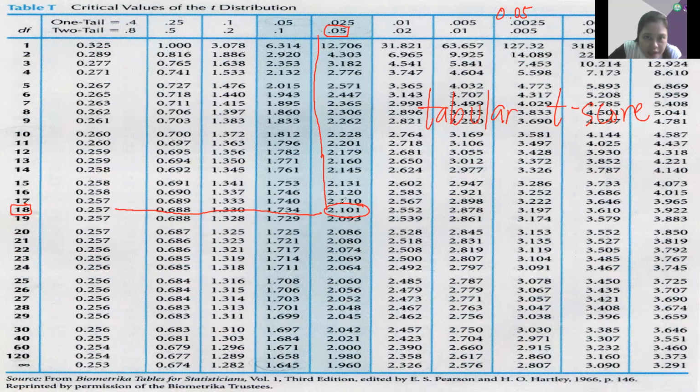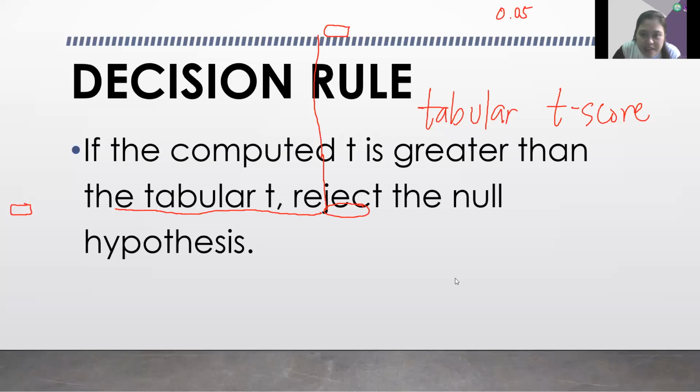So again, this time, for the given set of data, level of significance 0.05 two-tailed test, degrees of freedom 18, the tabular T-score is 2.101. What is our decision rule here? Ganon pa rin, the same with the Z-test. If the computed T is greater than the tabular T, what are you going to do? Reject the null hypothesis.